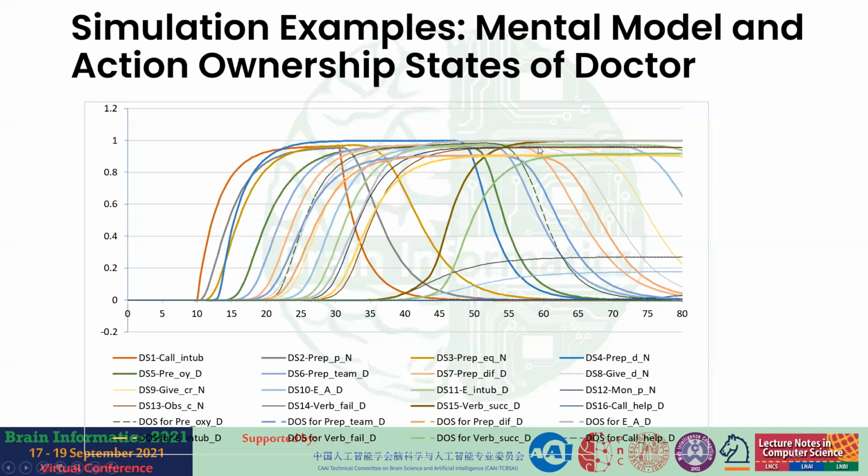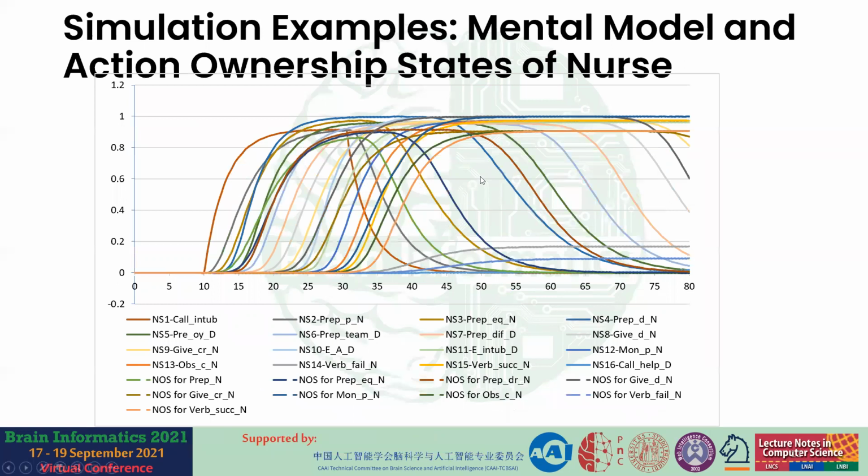I'll quickly continue to the doctor one. We also have the nurse, but we're running a bit out of time. As you can see for the doctor, the ownership states for the doctor, the dotted lines are being activated, meaning that the doctor is doing his or her tasks. Some of them are not being activated, and these are actually the failed attempt ones. Also here, the verbalization of the success by the doctor is being activated, which is this thick brown line. The nurse has very similar ones. I'm just going to go over it quickly because our time is up.